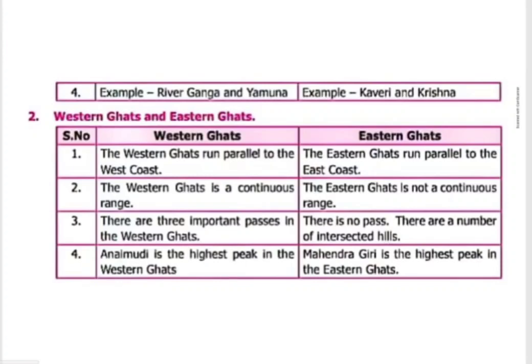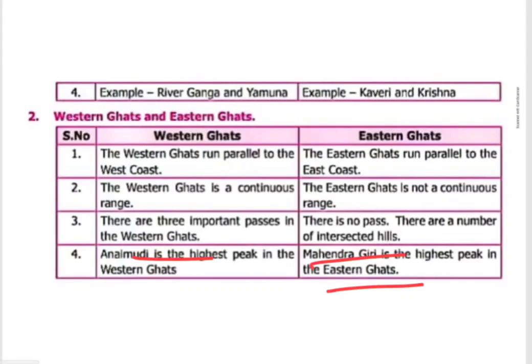The next one, the Western Ghats area, the last point, what is given? Anaimudi, which is the highest peak in the Western Ghats. One word answer. Here, in the Eastern Ghats area, the highest peak is Mahendragiri. Yes, Mahendragiri is the highest peak in the Eastern Ghats. It's very, very easy, children.